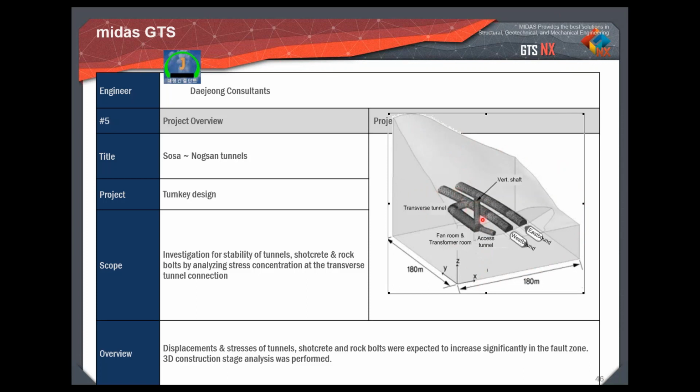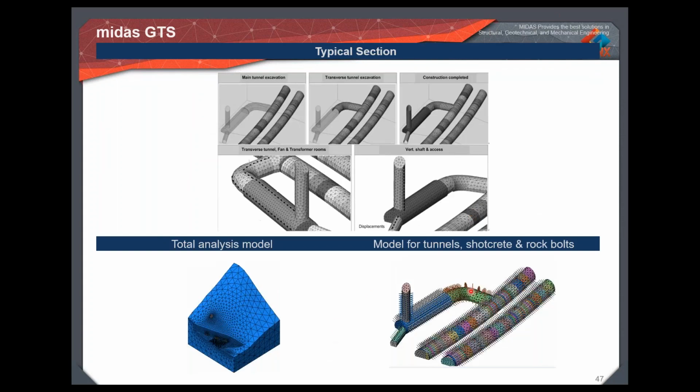And this is your two tunnels along with the shaft. This tunnel has been done completely using MIDAS GTS NX, and here they have shotcretes and rock bolts as well. Now we will find the different results they found. Here you can find the rock bolts and the shotcretes present as well. So this is a complete picture of the model.